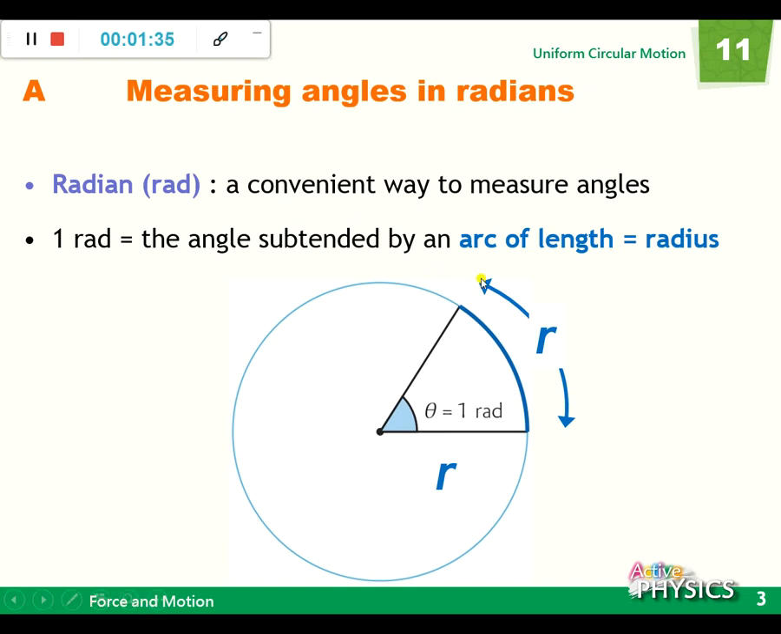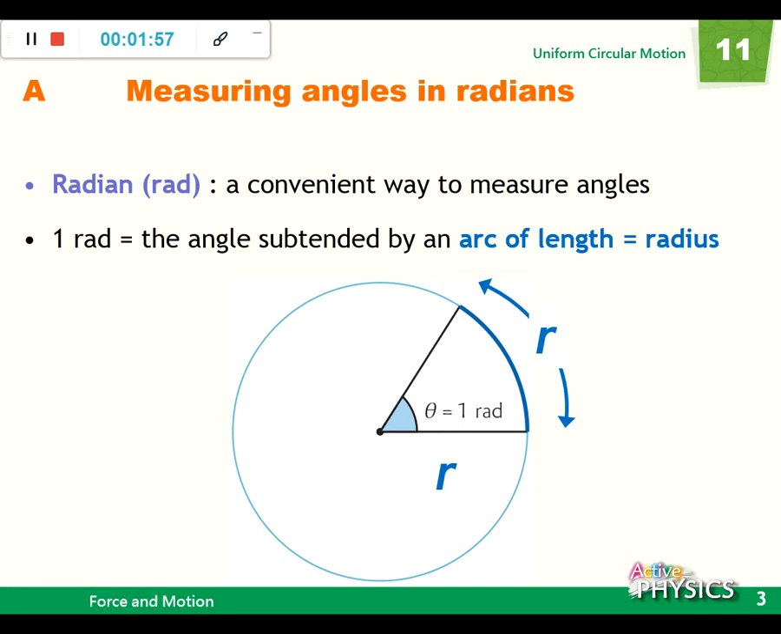But what is the definition of 1 radian? It will be related to the circumference. Look at this. Theta is 1 radian. Remember, 1 radian is not 1 degree. Then what will happen? The radius is r, and the arc length of it is also r. Then we will call it 1 radian.